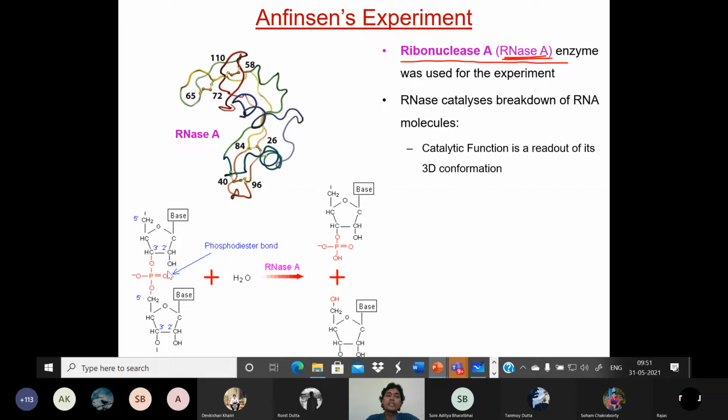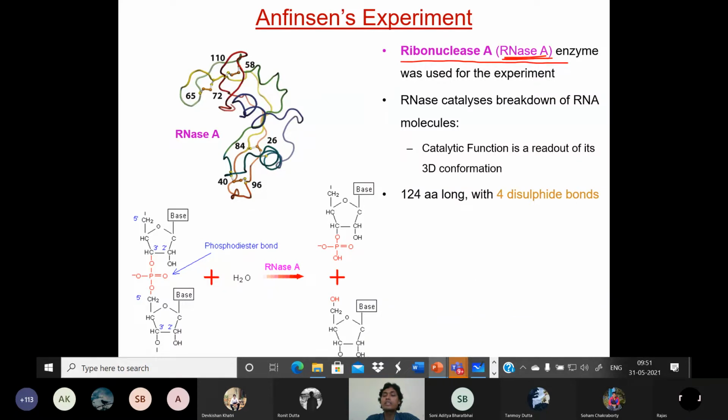So this is, you can see, in the prime position you have OH. So this is an RNA, not DNA, right? And you have the phosphodiester bond. What happens if you add RNA and RNase together in a tube? Then RNase will degrade this phosphodiester bond, and as a result it will be able to cleave the RNA molecule, right? So then why did Anfinsen take this enzyme?